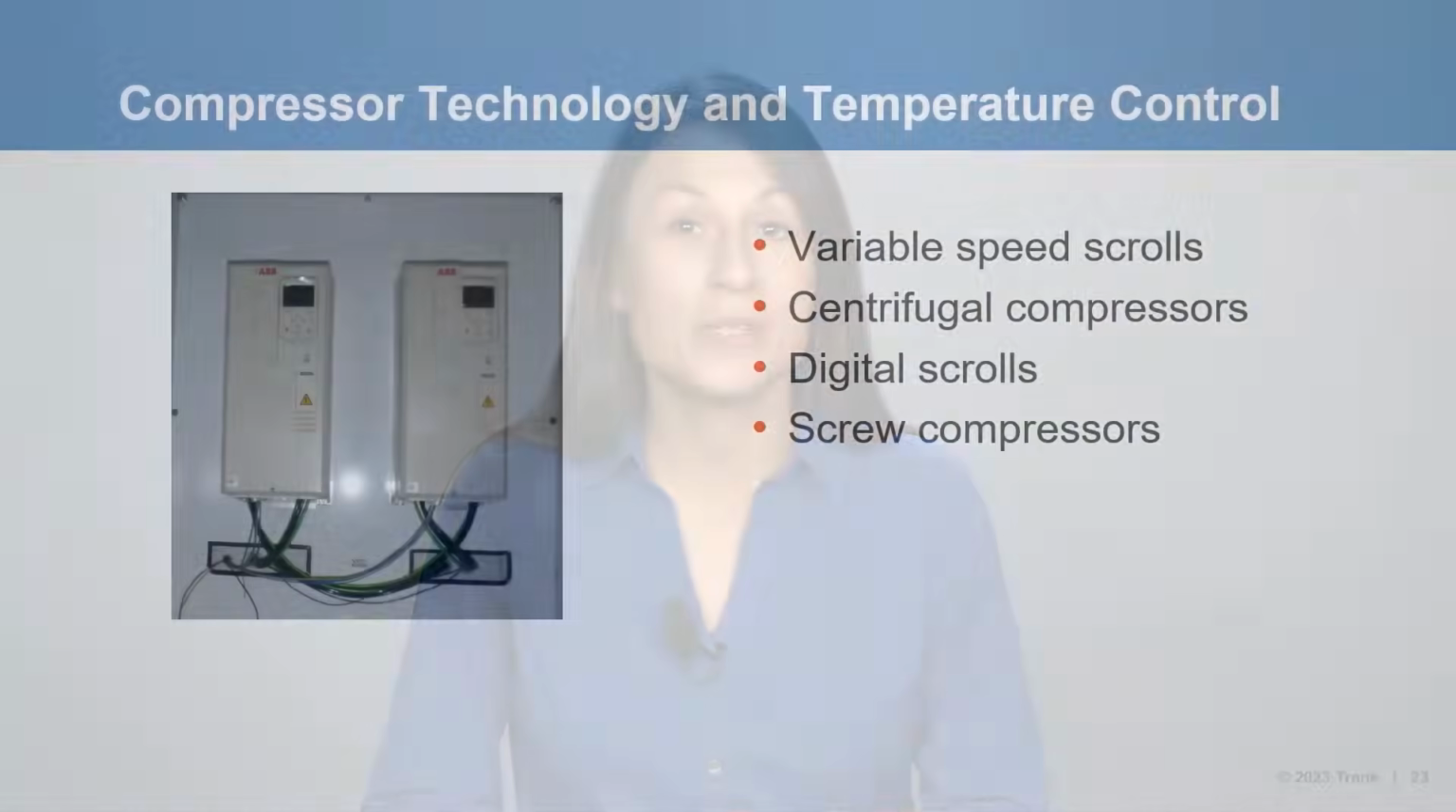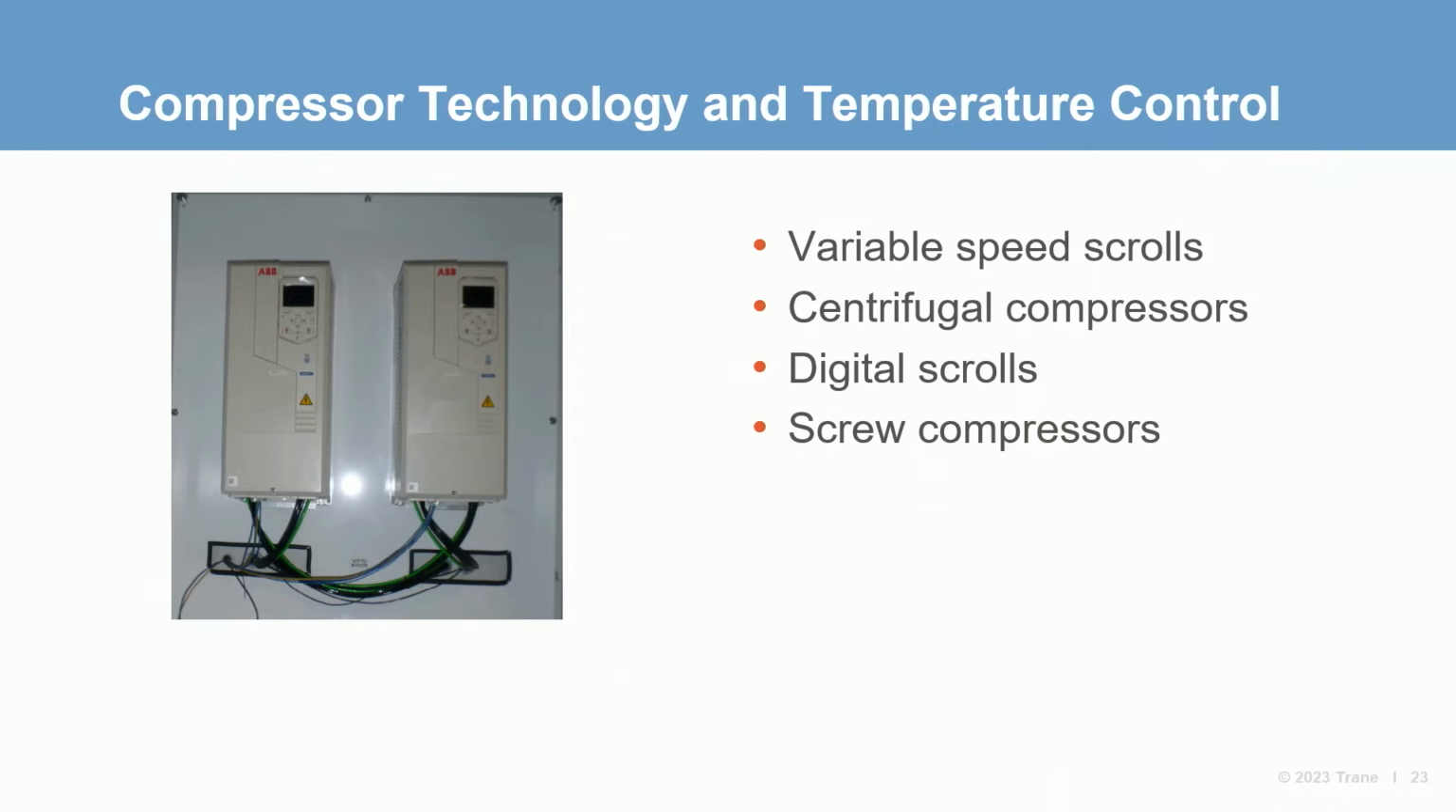Now, if you were watching these last couple of slides and were thinking the temperature swings with on-off scroll compressors were too large, then using a compressor technology with capacity control might be the right solution for you. Variable speed drives can be applied to scroll compressors to achieve tighter temperature and capacity control, as well as the added benefit of better part load efficiency for your design.